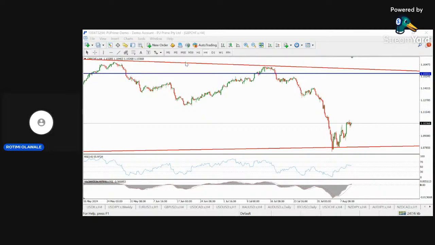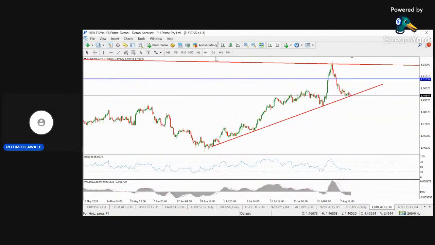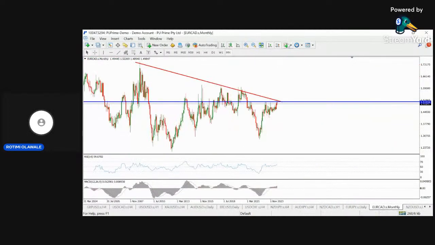All right, so into the analysis. So we'll look at the euro card. Like I said, I'm expecting a lot of weakness across the majority of the euro pairs. Now, this is the euro card. Let's start our outlook from the monthly time frame.